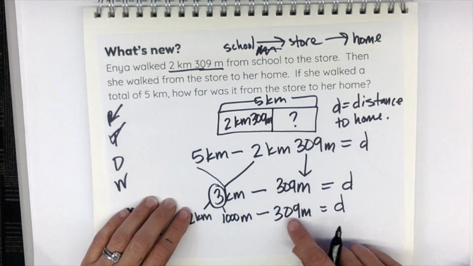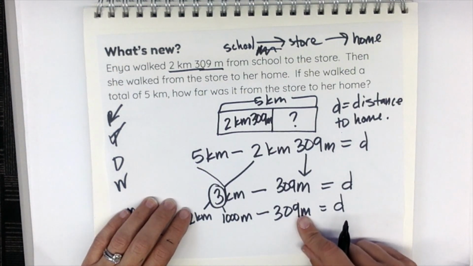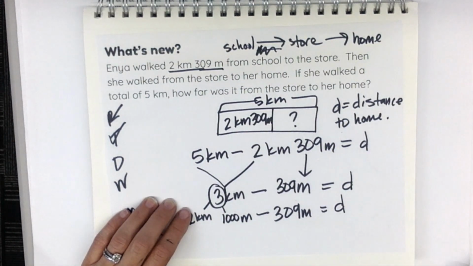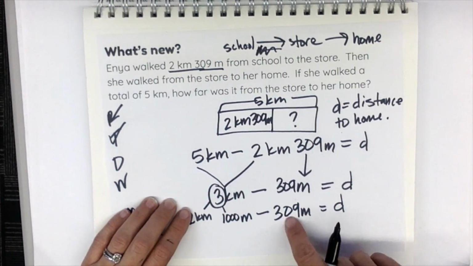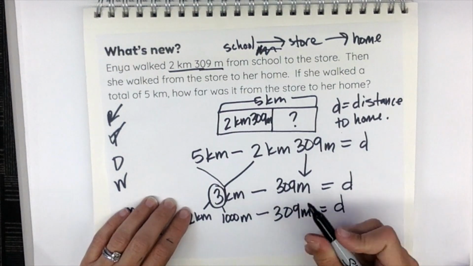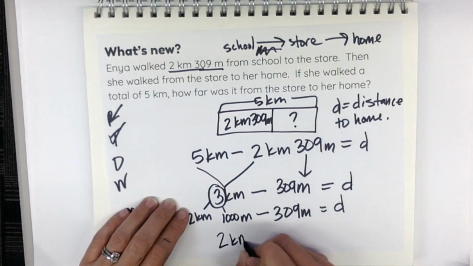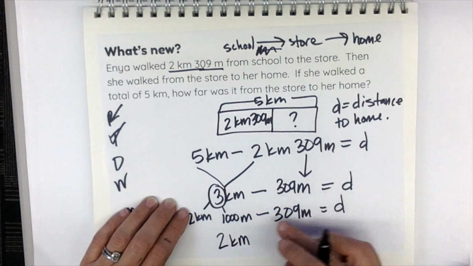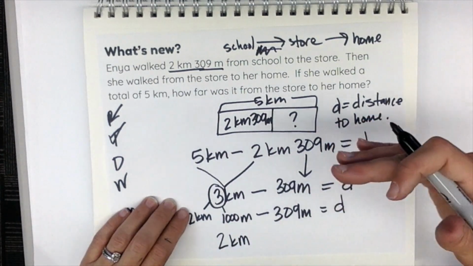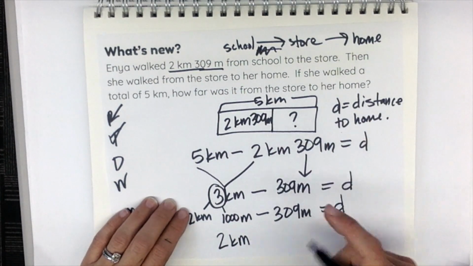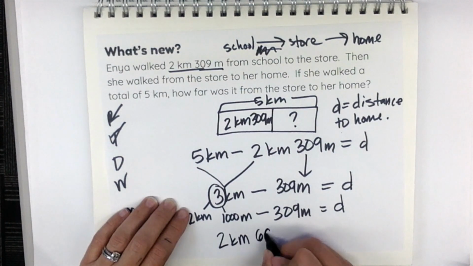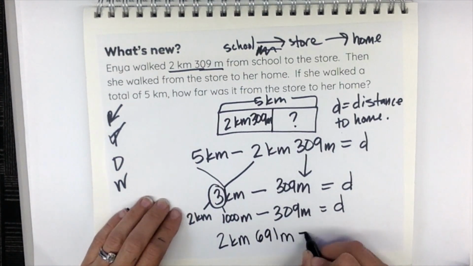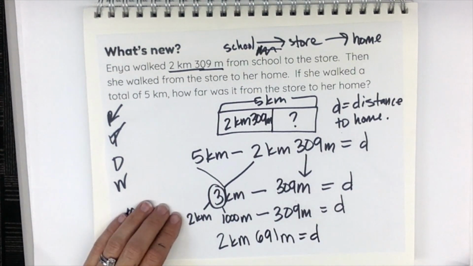Okay, so I know that 1,000 minus 300 would be 700, but I don't have 300, I have 309. So I know that it's going to be 9 less than 700 because I have 9 more here. So my total here is going to be 2 kilometers, and after I subtract this, it's not 700, it's going to be 700 minus that 9, so that'd be 691 meters equals D. And there you have it.